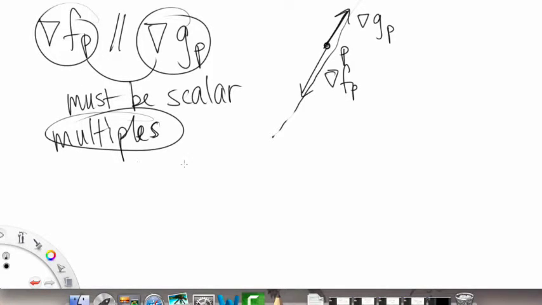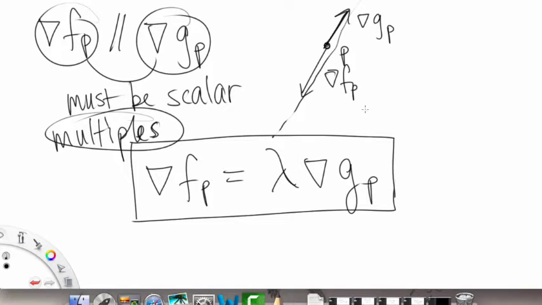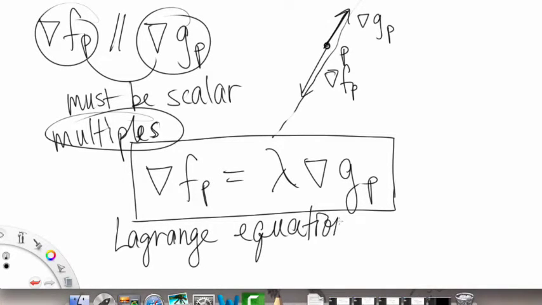So what that means is it leads us to the equation: the gradient of f at p is equal to some lambda, some constant, a multiple of the gradient of g at p, okay? And we've made it. This is our conclusion, basically. This is the all-important Lagrange equation, okay? And this is for optimizing with that constraint curve g.